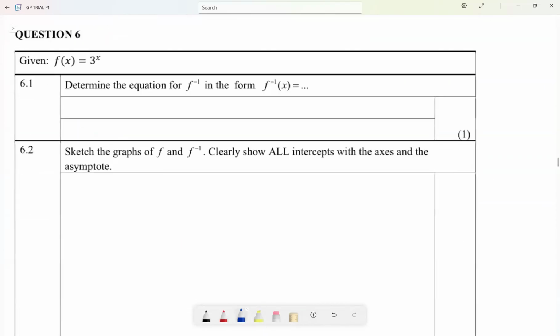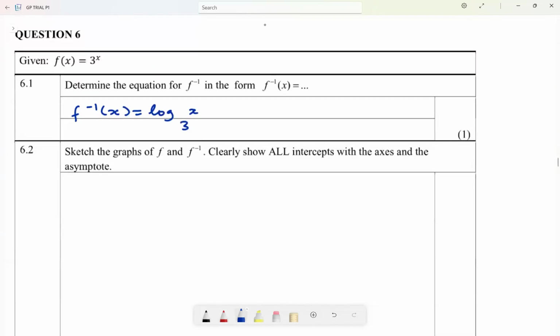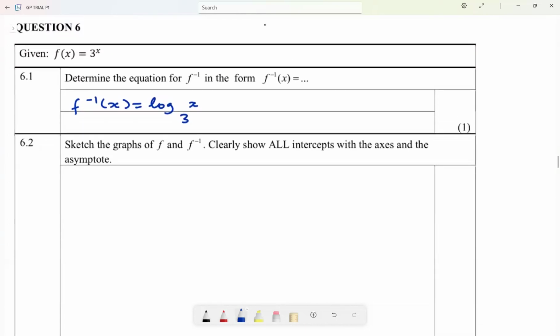6.1. If given f of x is equal to 3 to the power of x, this is exponential. Determine the inverse in the form of this one. Remember, guys, I told you that if you're having exponential is equal to this, for you to find the inverse, you just say log and write everything exactly as it is. So sketch the graph of f and the inverse. Show all the x-intercept and the asymptotes.